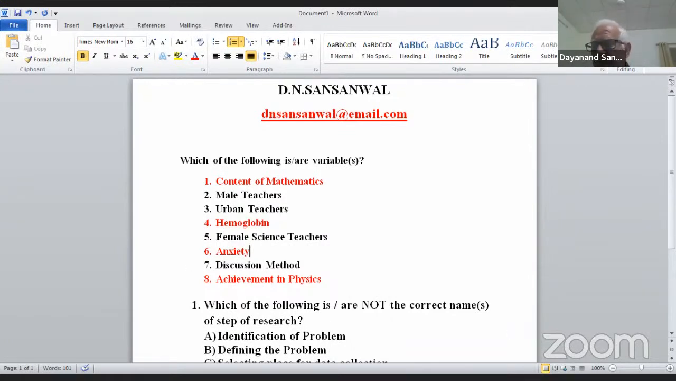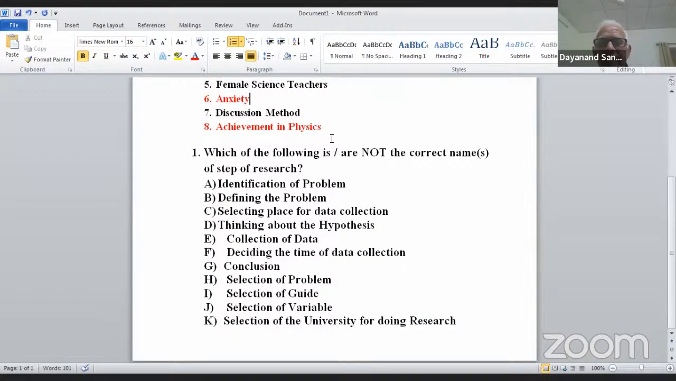For this question, which of the following are not the correct names of the steps of research? The first one is the correct name of the step. The second one is not. Selecting the place of data collection is not the correct name of the step. Thinking about the hypothesis is not the correct name. Collection of data is the correct name. Deciding the time for data collection is not the correct name. Conclusion is the correct name.